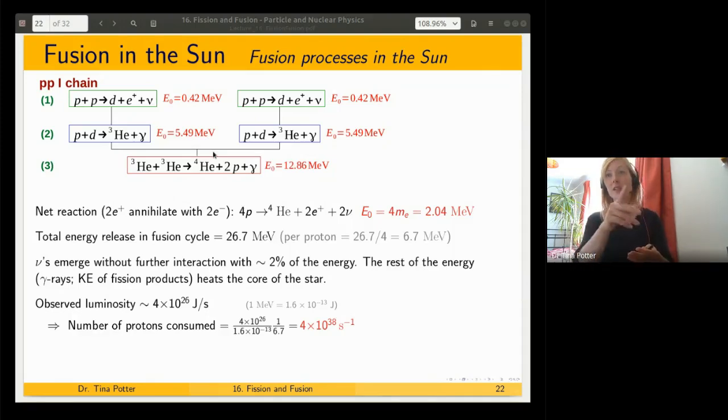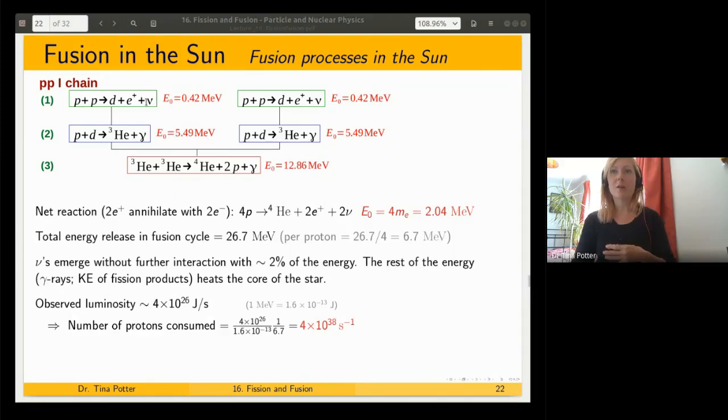In total, in this cycle, we've got 26.7 MeV released, and that's about 6.5 MeV per proton that we're putting in. So the photons are coming out. They of course can undergo electromagnetic interactions with the matter in the sun. As they come out, the helium is staying there in the sun to undergo further fusion. We'll talk about that in a minute.